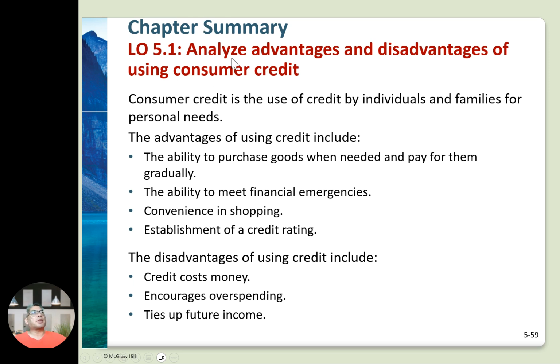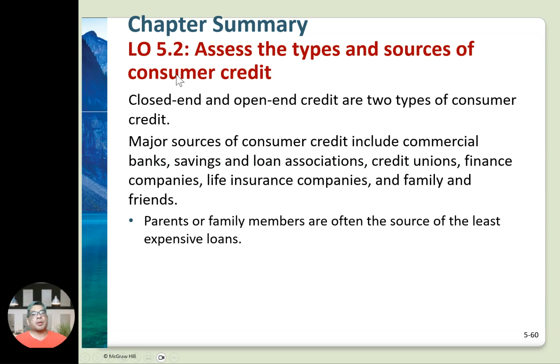Chapter summary, objective number 1: analyzing the advantages and disadvantages of using consumer credit. These are the list of advantages: the ability to purchase goods when needed and pay for them gradually, and to establish our credit rating. The disadvantages are that credit costs money and ties up future income. Chapter summary number 2, for objective number 2: closed-end and open-end credit are two types of consumer credit.